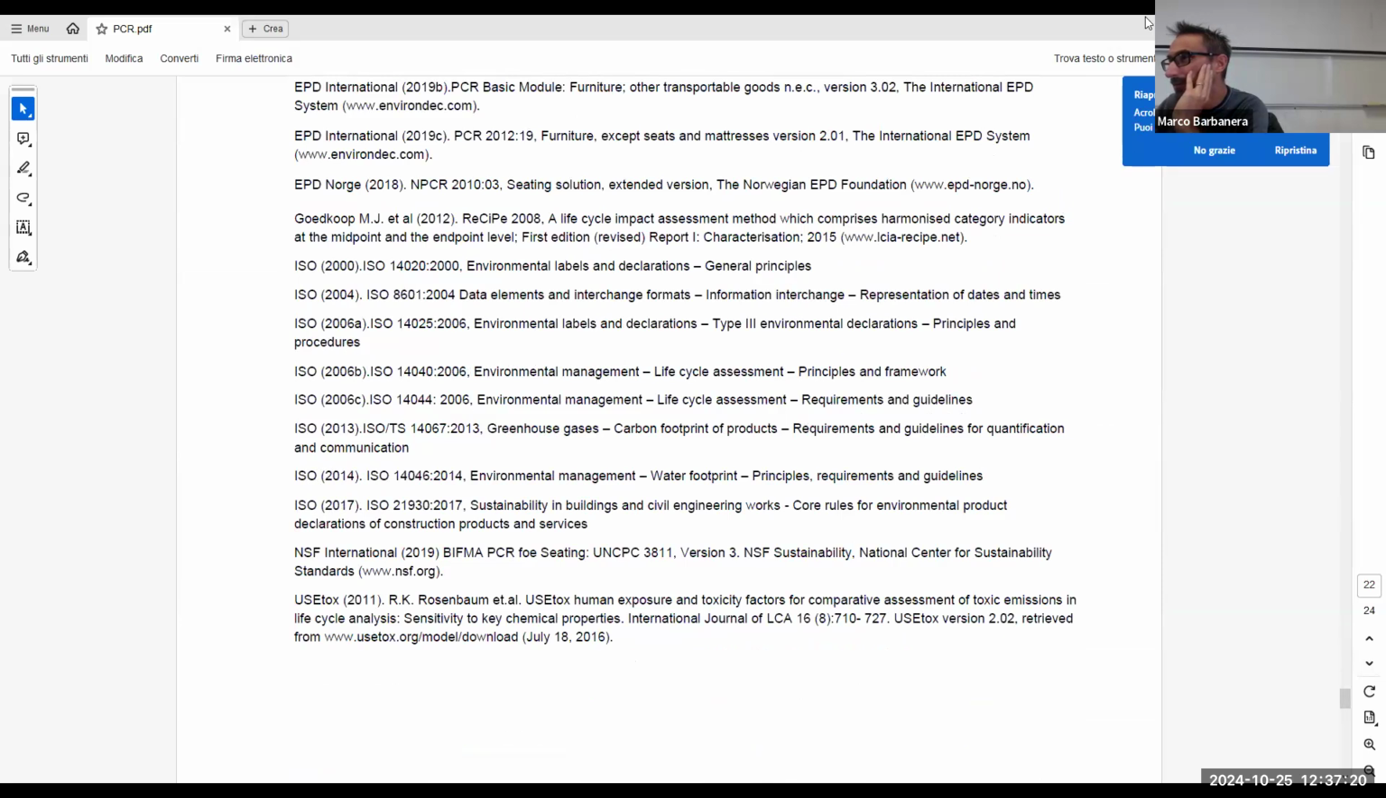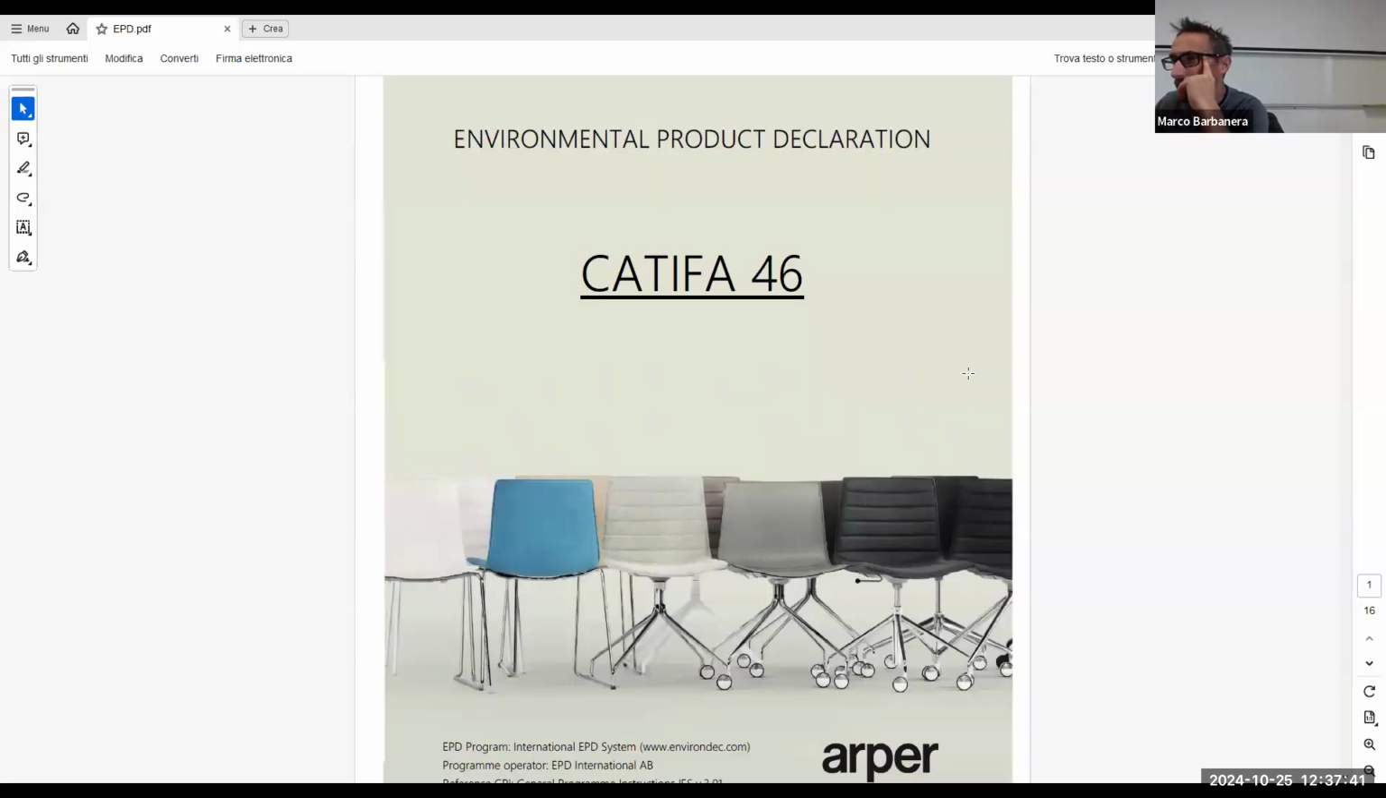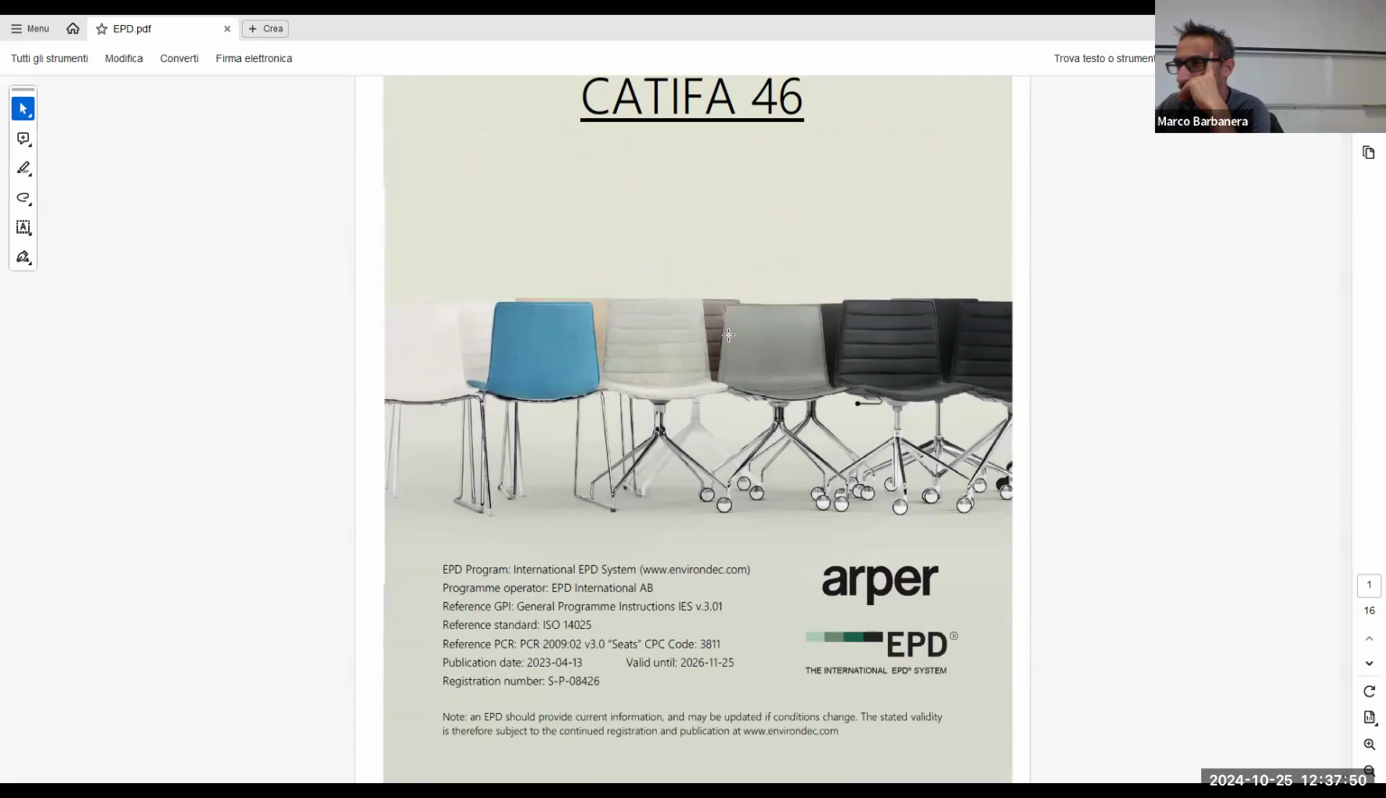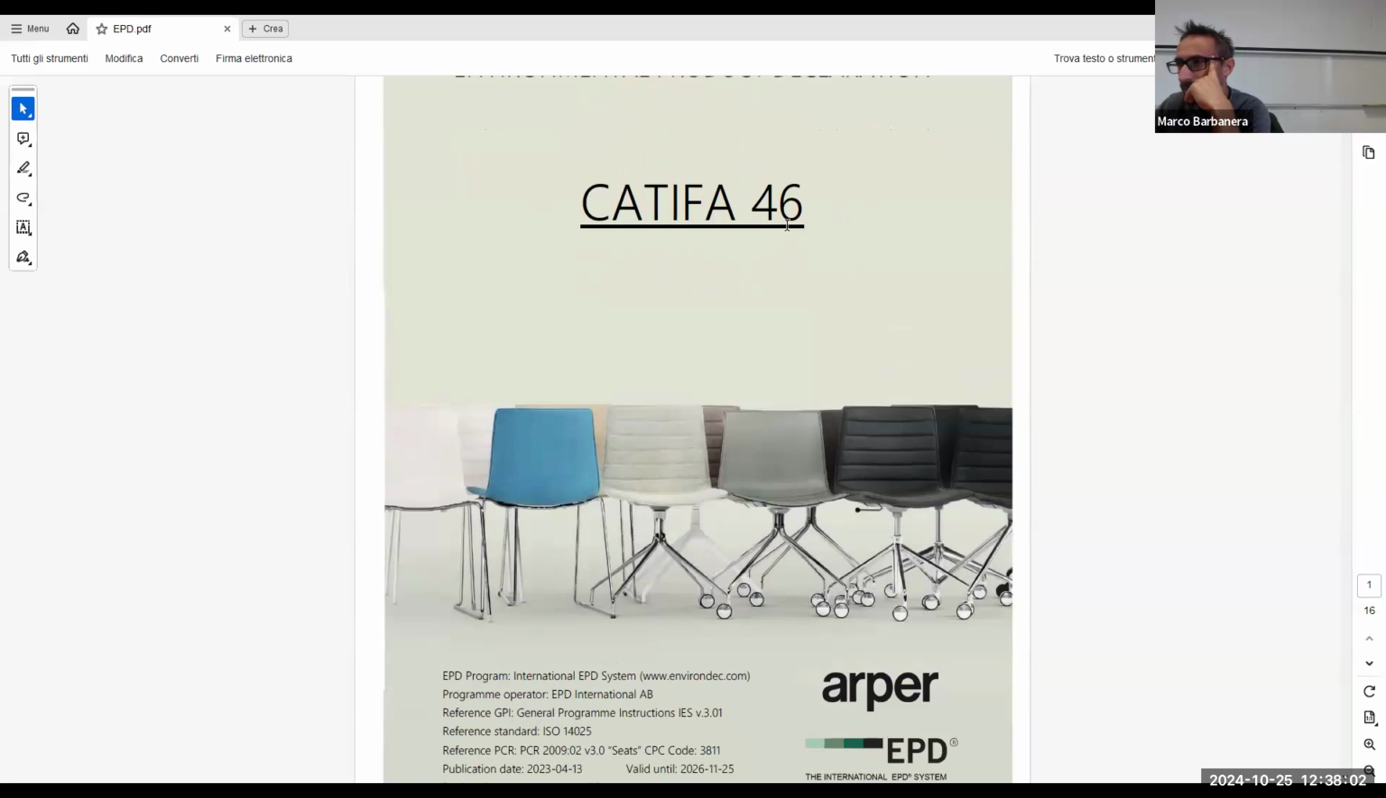Also, sorry, I want to share with you an example of an environmental product declaration by a company. So I share the screen, this one. Okay, this is an example of environmental product declaration for a chair, an office chair. This is the producer of this product, an Italian company, I think. I don't remember, but I think it is an Italian company. This is the model of the chair, Catifa 46.